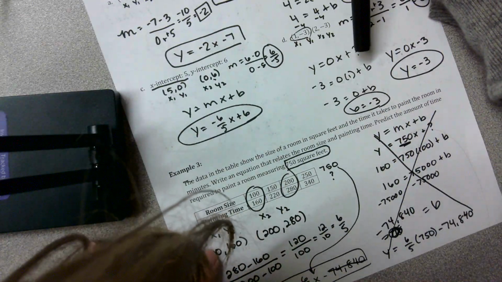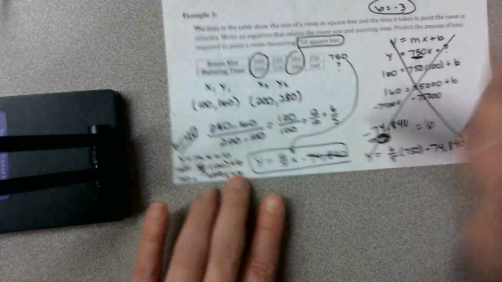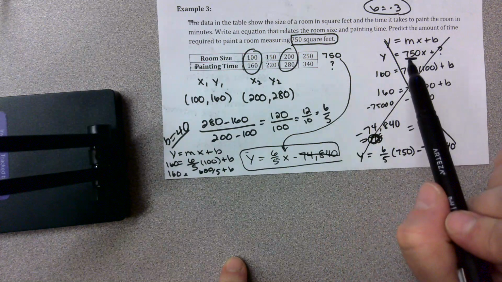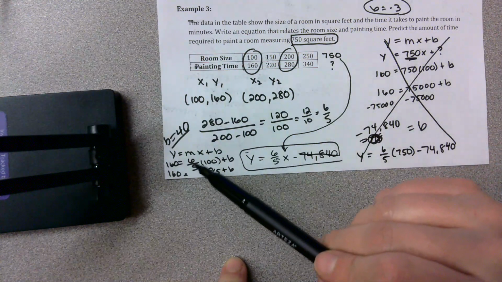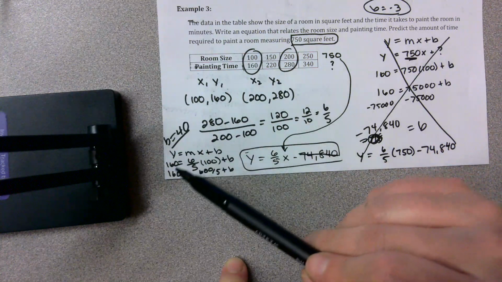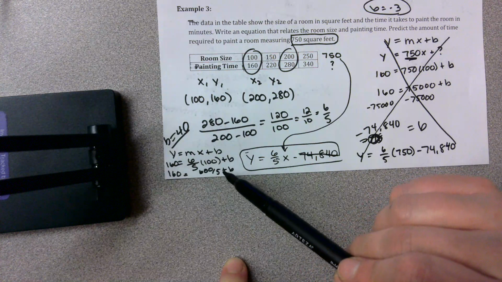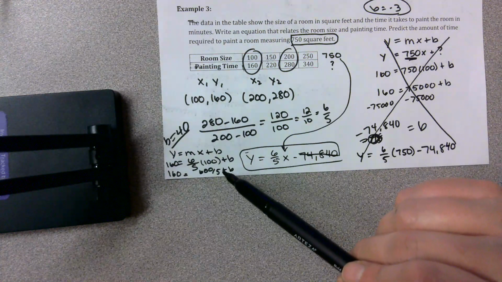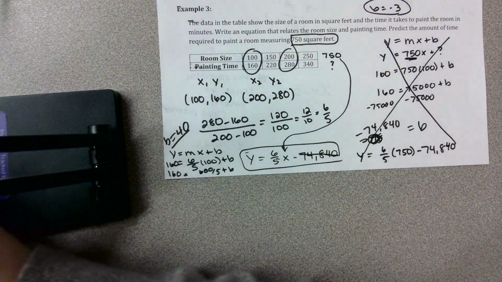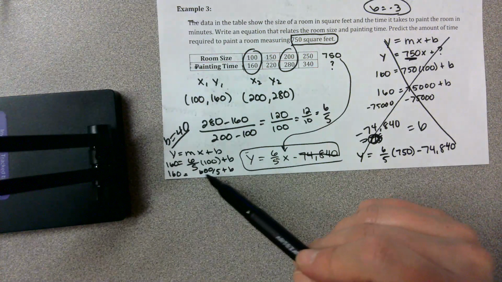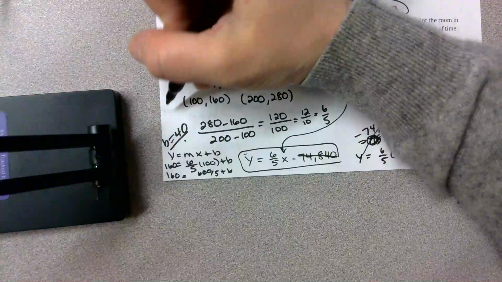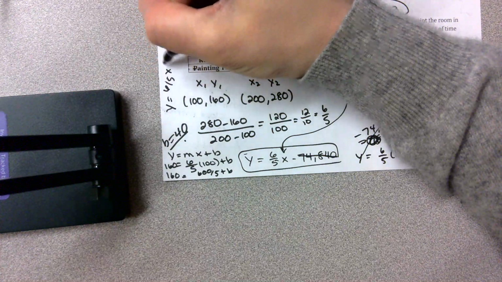Okay, so this is what we're going to do. Y equals mx plus b. We found our slope was 6/5. I accidentally wrote it as 750 because I was looking at this. So it's 6/5. I'm going to use one of my coordinates, 100, and then 160 is y. That's going to be 600 divided by 5, which is 120. When I subtract it from 160, I get 40. So my equation is y equals 6/5 x plus 40.